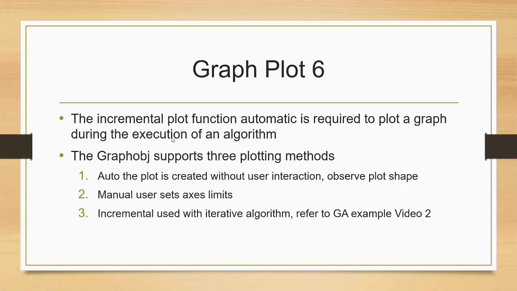In the graph plot object, there are three methods of plotting. There's the automatic plotting, which allows you to observe the shape. It doesn't necessarily set up the axes satisfactorily. Manual, where you have control, and incremental plotting, where, for example, you might plot the output from an algorithm as it runs iteratively. The GA example in video 2 uses this particular type of plotting.